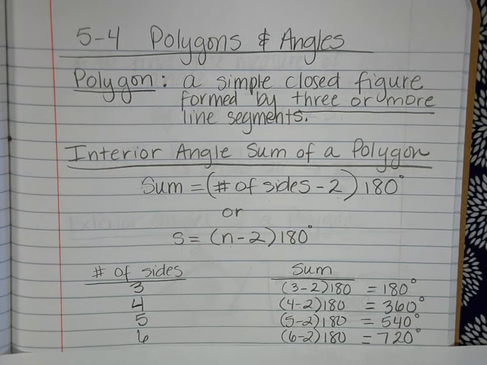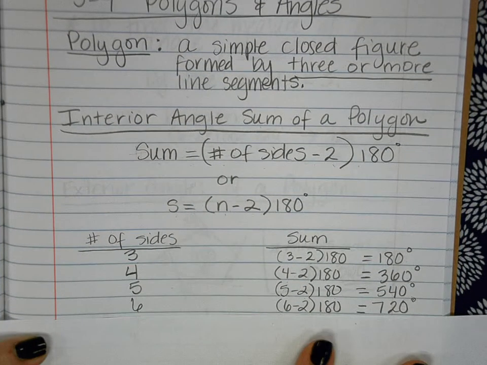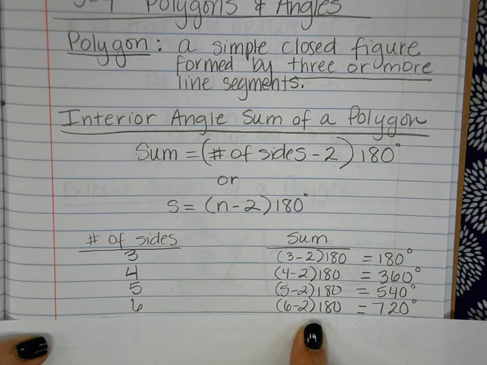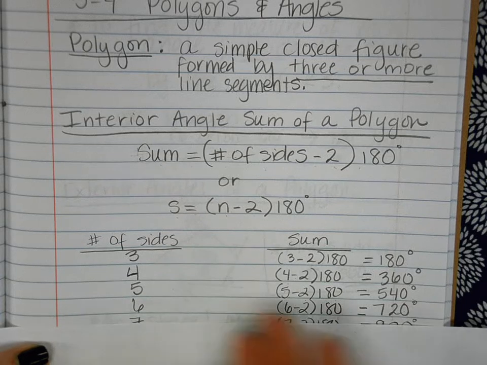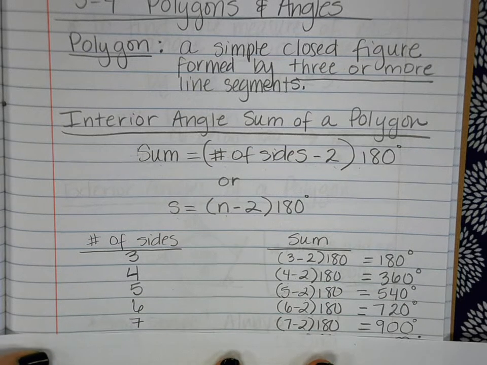Let's go on to the 6-sided, which is called what? Hexagon. Good. Hexagon. 6 minus 2, which is 4, times 180 is 720. Don't worry, you get to use calculators. Some of you are like, oh no. Some of these, though, you have written down, so you could just refer to.